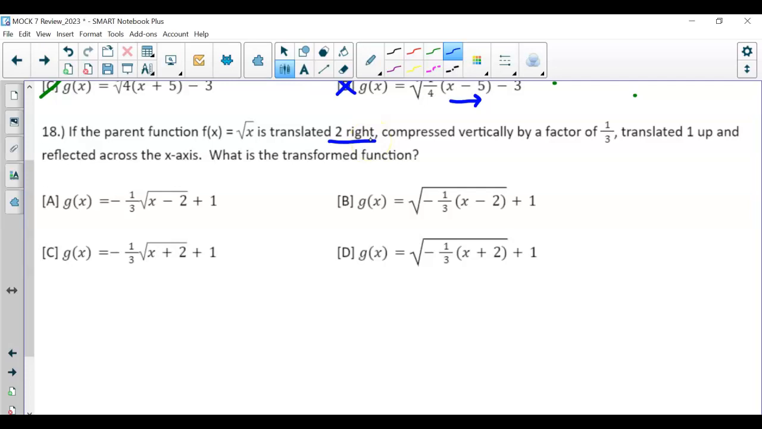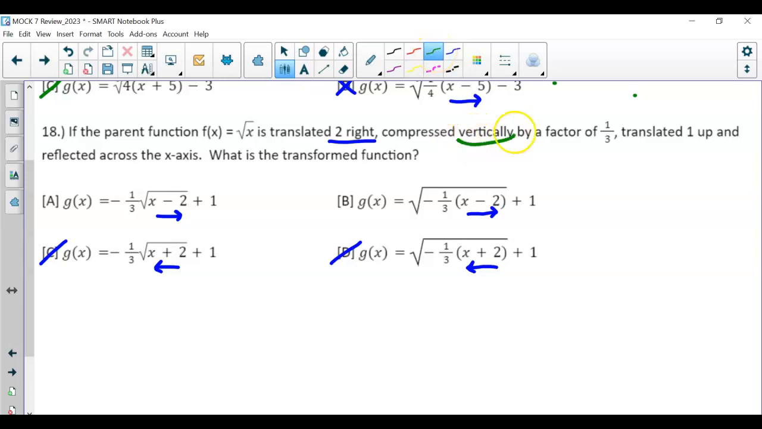So I'm going to go through and identify, because again, we're looking at the inside. This is opposite, so this is 2 to the right, 2 to the left, 2 to the right, and 2 to the left. So I'm going to go ahead now and mark off C and D, because we're going to the right. Now we're down to A or B.